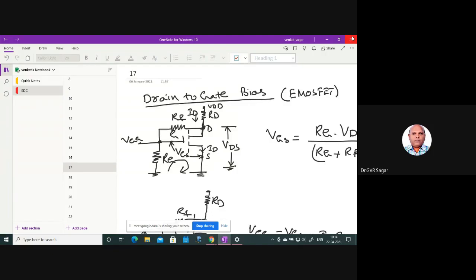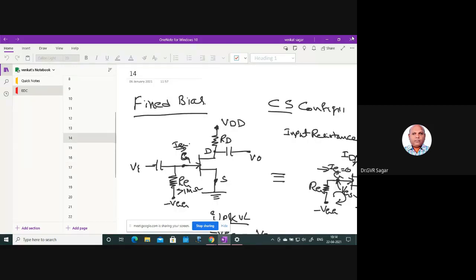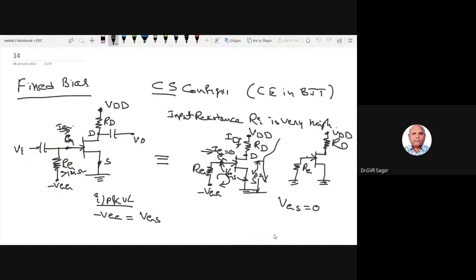So these are the three types of biasing which I have covered, right? The first one is the fixed bias. In the fixed bias, common source bias, without any source resistance, we have given this analysis part. Just VGS is equal to minus VGG. What is the voltage applied? Sometimes if the voltage is not given, VGS is equal to 0, right?